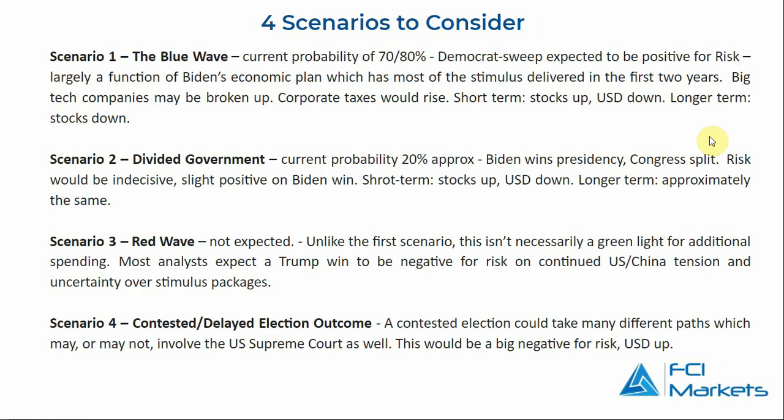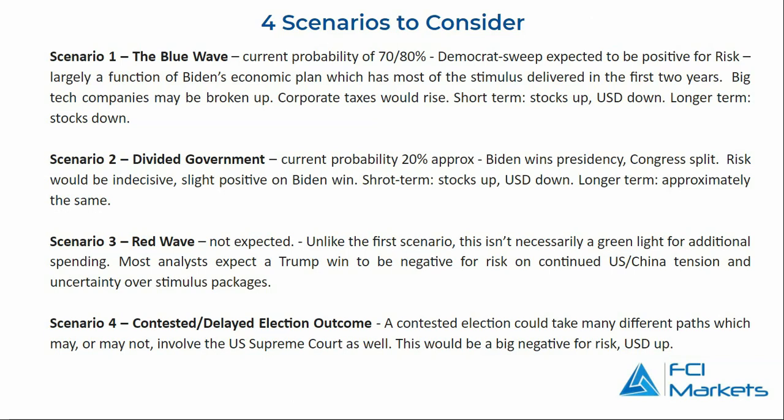So what does this all mean? What are the four scenarios to consider, given these maps and given the probabilities? The market is betting on a Biden win and on a blue wave. So the blue wave is Biden winning, becoming president, and also taking control of the Senate. Okay, this should be positive for stocks and negative for the dollar in the short run. So it should be a risk-on move in the short run.